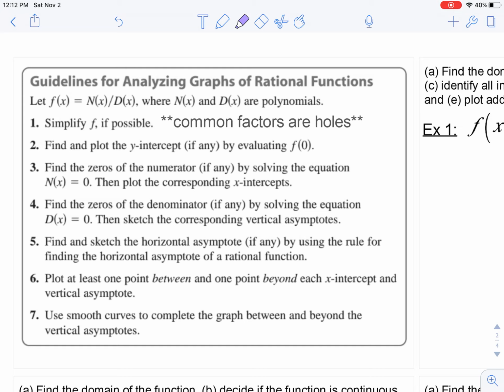Step 2 says we're going to find and plot the y-intercept by plugging in 0 for x. Step 3, find the zeros of the numerator. Essentially, that would give you your x-intercepts. Step 4, find the zeros of the denominator. That would give you the vertical asymptotes. Step 5, we're going to sketch the horizontal asymptotes by using those 3 rules that we just talked about. Step 6, we're going to plot at least 1 point between and 1 point beyond each x-intercept and vertical asymptote. And step 7, we're going to use smooth curves to complete the graphs between and beyond the vertical asymptotes.